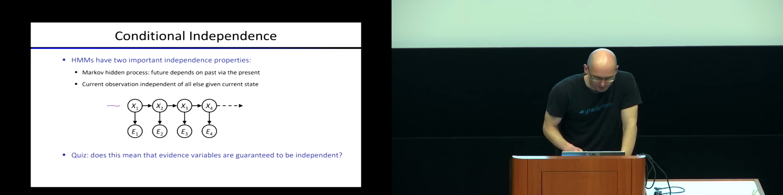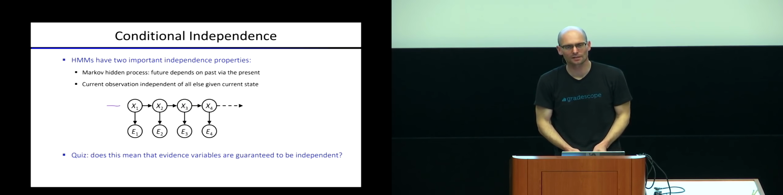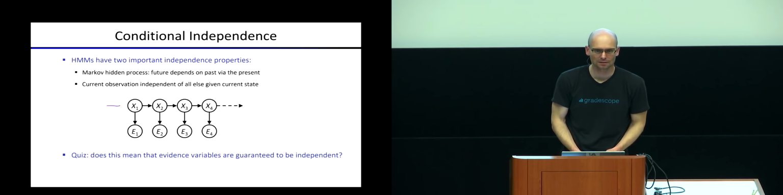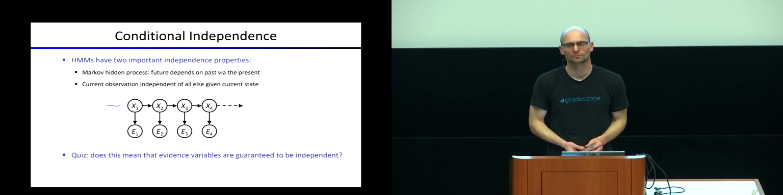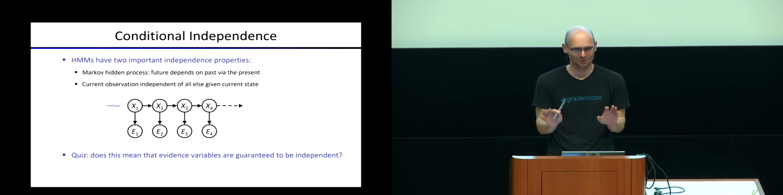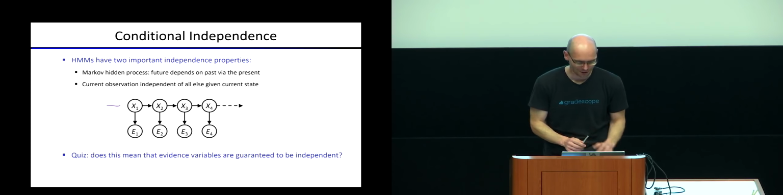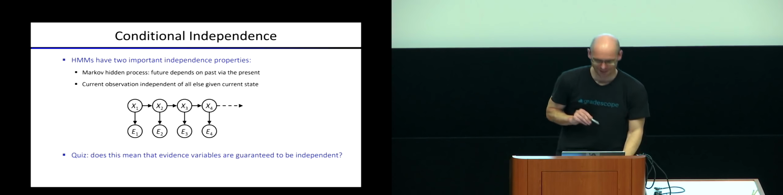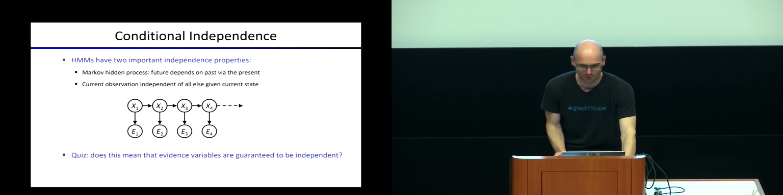How about this question at the bottom here? Does this mean that evidence variables are guaranteed to be independent? Who thinks they're guaranteed to be independent? Who thinks they're not guaranteed to be independent? Let's see. Very few hands are going up. This is a question you should be able to answer. So either it's so simple you feel offended you're even asked, or you need to do a little bit of review of this material. I'm not going to ask you which one it is. I'll just answer the question.